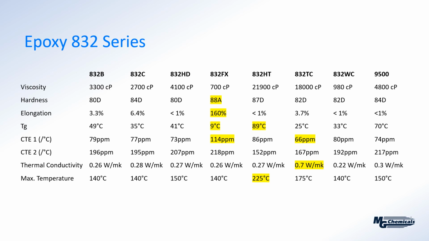And the last thing I want to mention is right on the end there, 9500. Now that is not a two-part epoxy. That's a general purpose, but it is a one-part epoxy. So its main advantage is convenience. Okay, with this material, you don't have to measure out the ingredients. You don't have to mix it. That's already done for you. You simply dispense it and cure it.